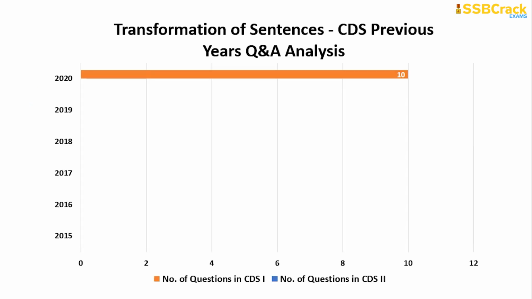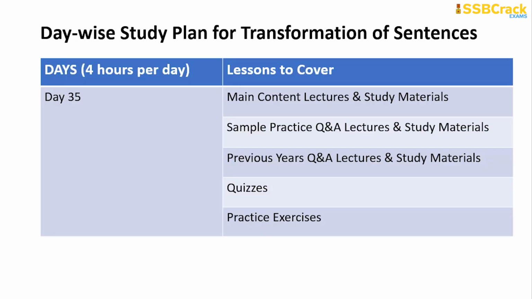Now the next important topic is transformation, and this is again one of the most recent additions in the CDS English syllabus. Only 10 questions came in the last 5 to 6 years of the CDS English paper, in CDS 1 2020. So there is again a 50-50 chance of you getting a question from transformation in your upcoming CDS English paper. For transformation you need 4 hours per day, and you need day 35 to complete the main content lectures, sample practice Q&A lectures, previous year's Q&A lectures, study materials, quizzes and practice exercises.